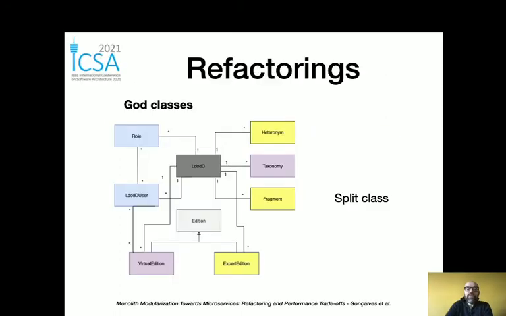So what were the first refactorings we have done? The first one is that we identify some God classes. God classes are these classes that actually belong to different modules. So the main refactoring we have done in this case is the L2D, which is a singleton that is the entry point of most of the functionality.